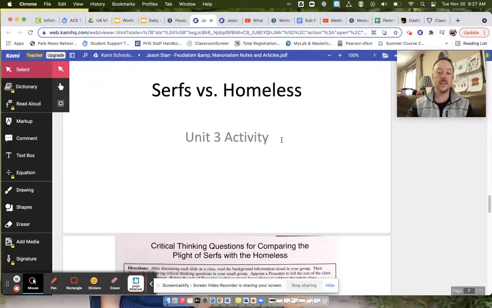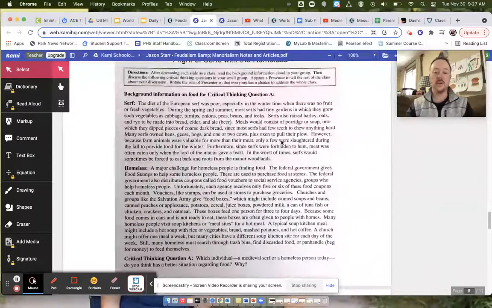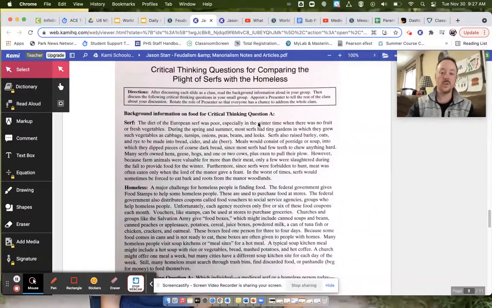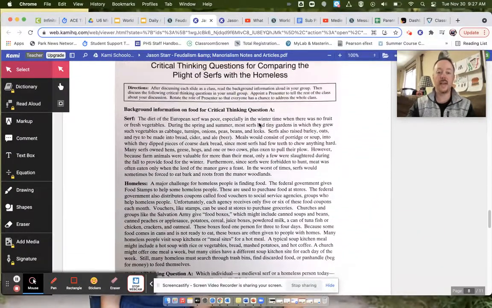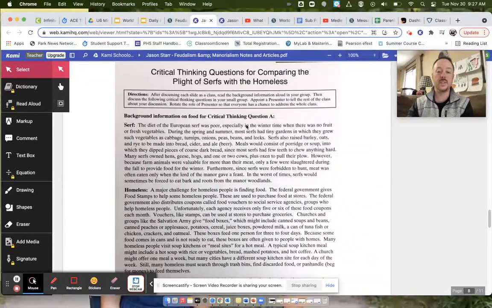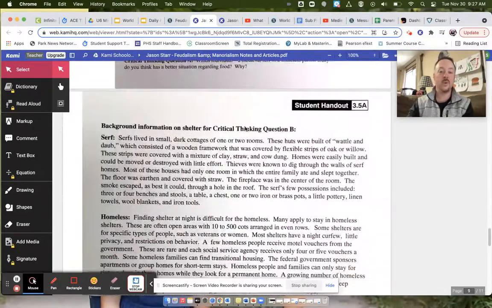And so we're going to take a look at that. And then we've got some articles for you down here that's going to help you. You're going to be looking specifically at 3 different topics. And so your articles for that are right here. And you're going to be able to look at what is life like for a serf back then in that topic, and what is life like for someone who may be homeless today with that topic. All right. And there's 4 different topics.